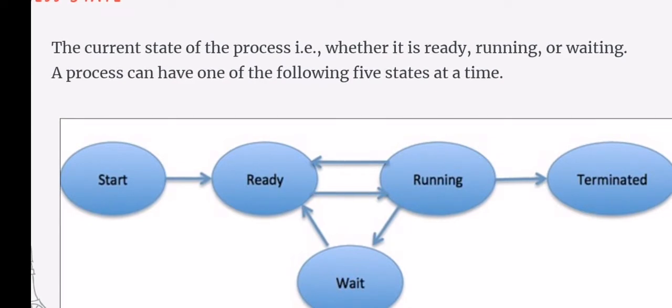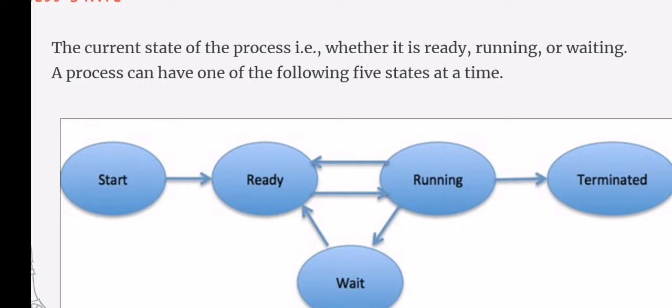Now, this is the initial state when a process is first started or created. The second state is the ready state. The process is waiting for a processor to be assigned to it. Ready processes are waiting for the operating system to allocate them a processor so that they can run. A process may enter this state after leaving the start state, or while running but being interrupted by the scheduler to assign the CPU to another process.